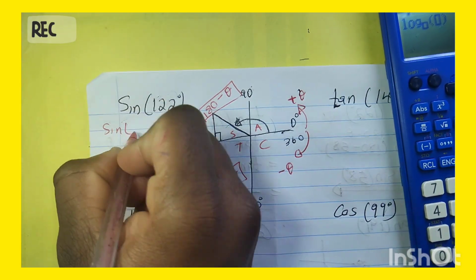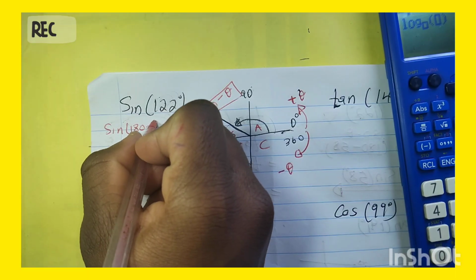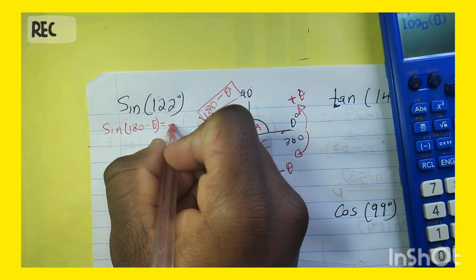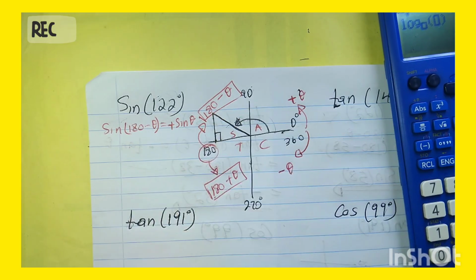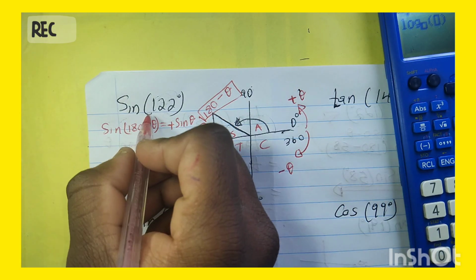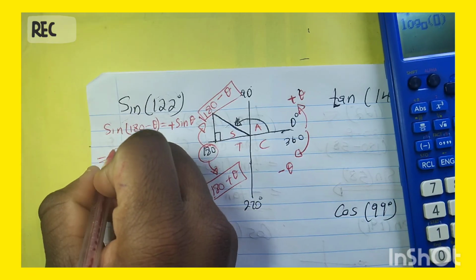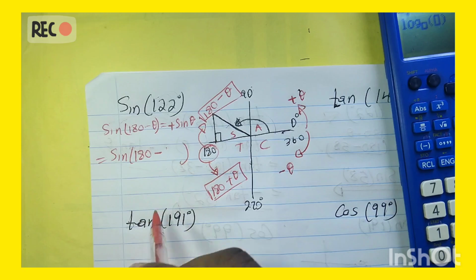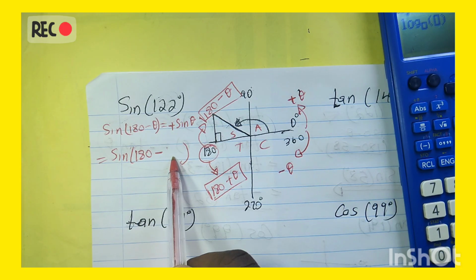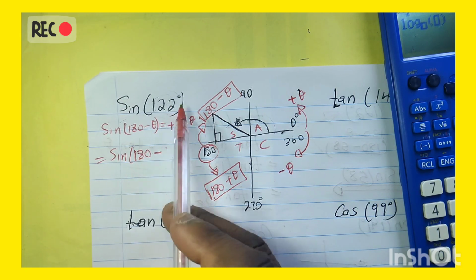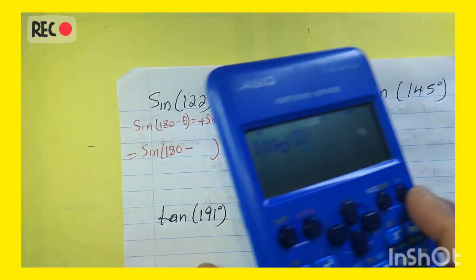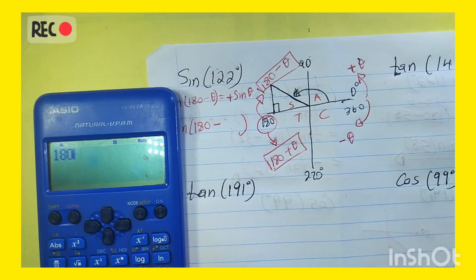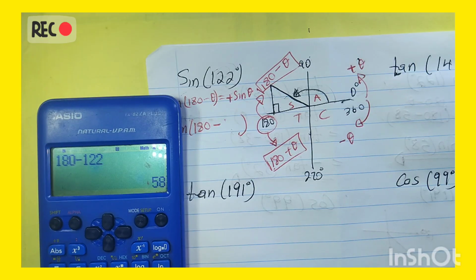I know that this is sine. This is the position that I have, and on the second quadrant it produces positive sine theta. Do you see? Now let me apply that knowledge. This is sine of 180 minus theta. What number should I put here? When I subtract it from 180, I should get 122. So that number is this one, 180 minus this, which is 58.